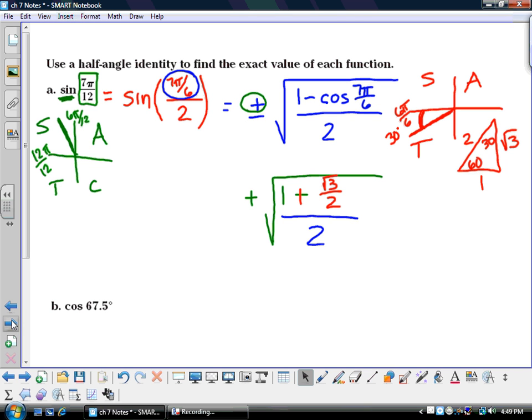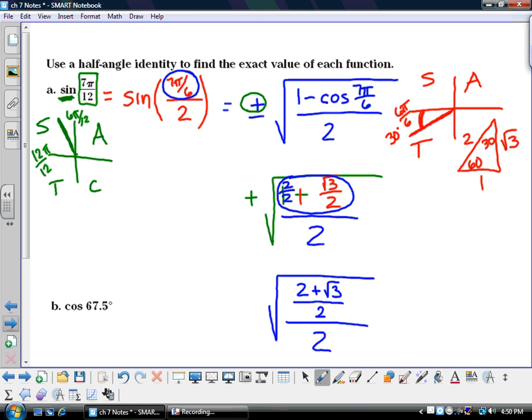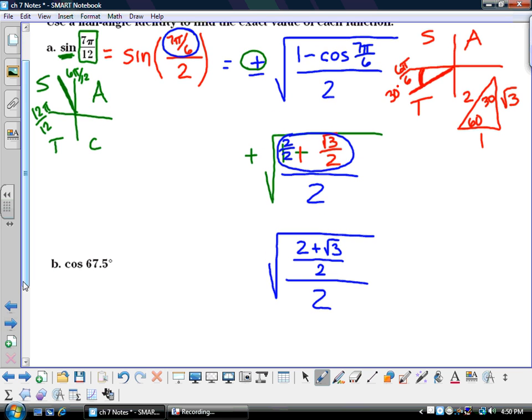We need to simplify this. There are lots of right ways to simplify it. What I'm going to do is get a common denominator up here on the top and call it the square root of 2 plus the square root of 3 over 2. My common denominator was 2 over 2 here for this one. And that's still all over 2. To get rid of the fraction in a fraction, I'll multiply by the reciprocal of the denominator, and I'll get the square root of 2 plus the square root of 3 over 4.